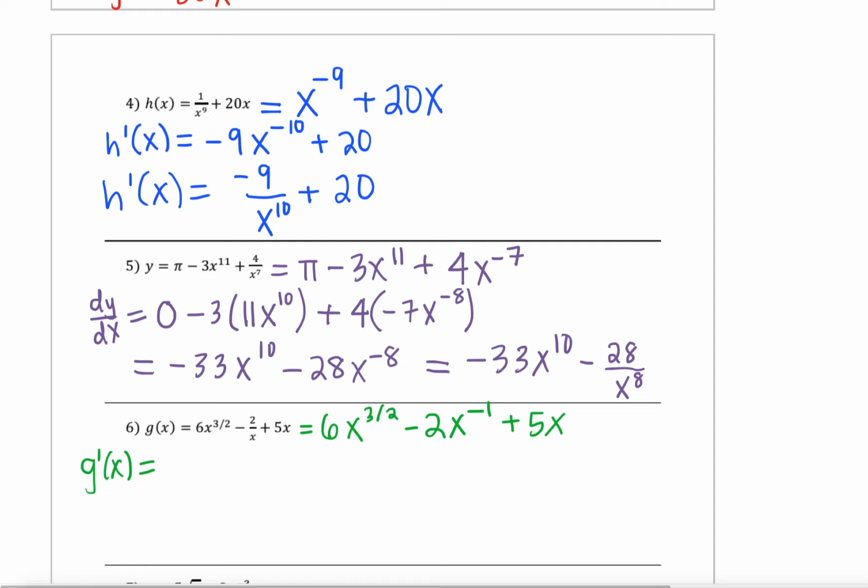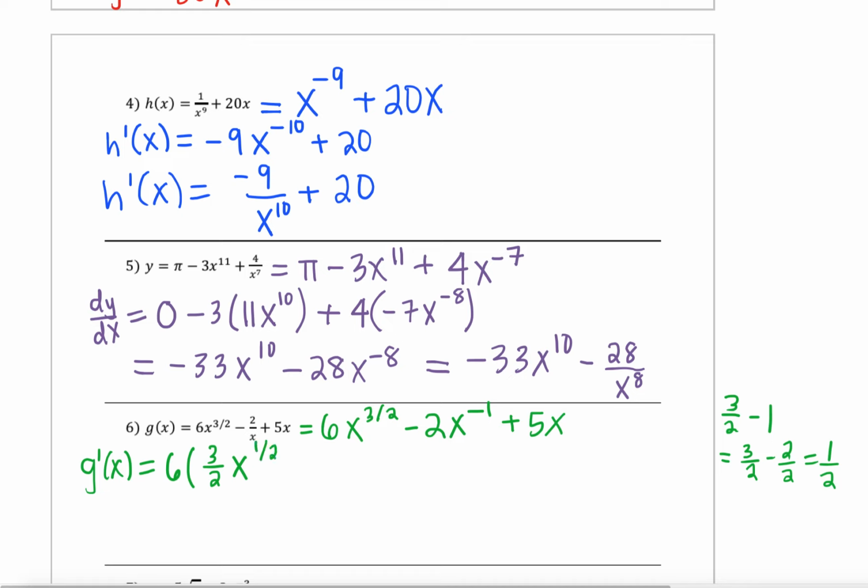Same idea still applies. The 6 goes along for the ride. The 3 halves power will come down as our coefficient, and now I'm going to get x to the 3 halves power minus 1. So on the side over here, think about what has to be true in order to add or subtract fractions. Ultimately, we're going to need a common denominator, and I can rewrite 1 as 2 over 2, and 3 minus 2 would give us 1 all over 2. So we end up with x to the 1 half.